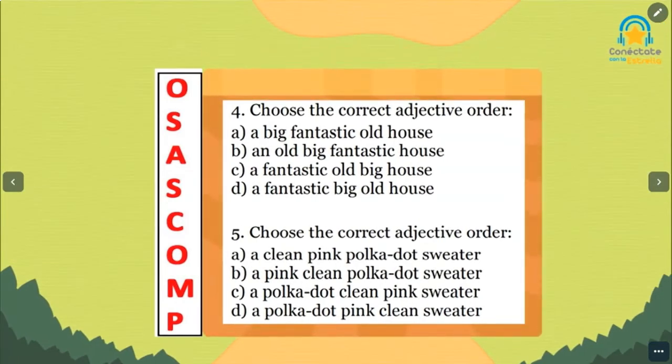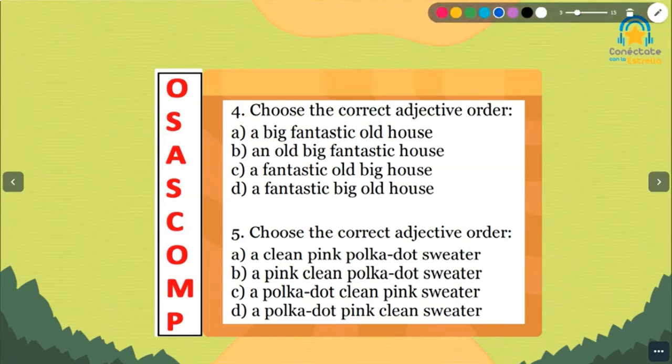The O for opinion, S for size, A for age, S for shape, C for color, O for origin, M for material, and P for purpose. So guys, choose the correct adjective order. A big, fantastic old house, an old, big, fantastic house, a fantastic big house, or a fantastic big old house. What do you think?